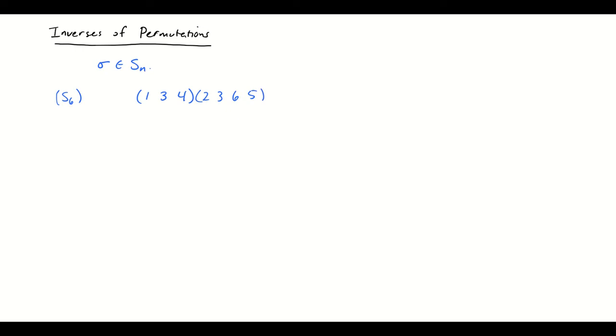You'll notice these cycles are not disjoint. I'm not trying to write this right now in disjoint cycle notation. I just have a product of two cycles here, a 3 cycle and a 4 cycle. And I ask, what is the inverse of this? Well, one thing that we can do is we can try first finding the inverse of each cycle.